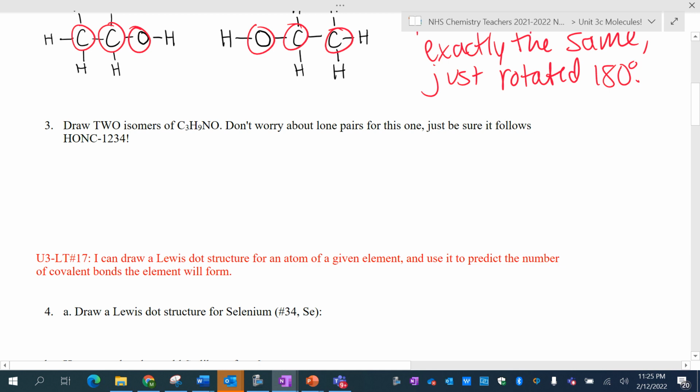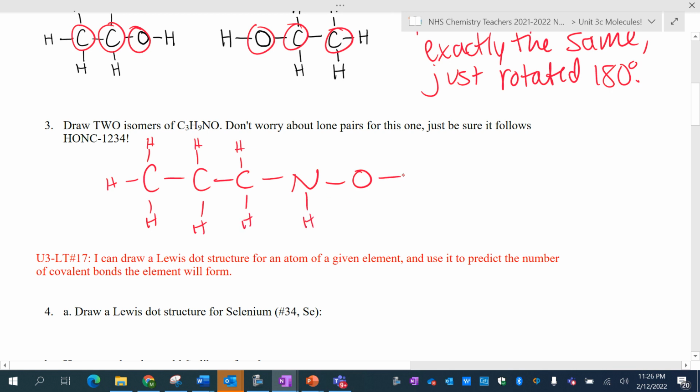Draw 2 isomers of C3H9NO. Don't worry about lone pairs for this one. Just be sure it follows HONC 1, 2, 3, 4. Okay. I'm going to do one where I just put them all in that order. And carbon gets 4 things. So that needs 2 more hydrogens. This one needs 2 more. Nitrogen needs 1 more thing. That follows HONC 1, 2, 3, 4.